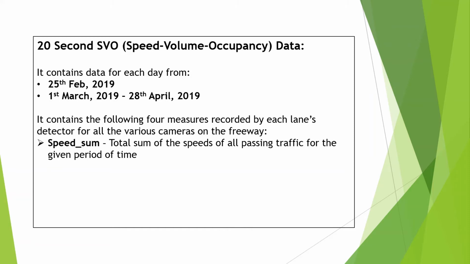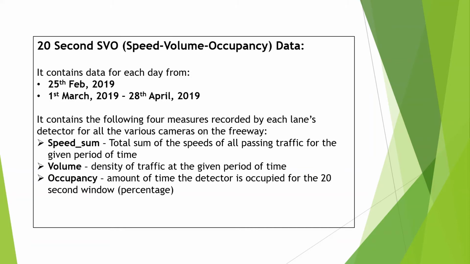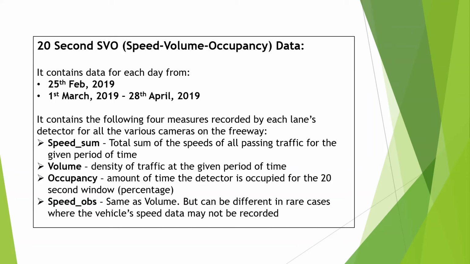So the first one is the speed sum, which is the sum of all the speeds of the passing traffic for a given period of time. The next is the volume, which is actually the density of traffic at the given period of time. And then the occupancy, which is the amount of time the detector is occupied for the 20-second window, as a percentage. And then finally the speed observations. It's essentially the same as volume, but can be different in some cases where the vehicle speed may not be recorded due to some error by the detector.